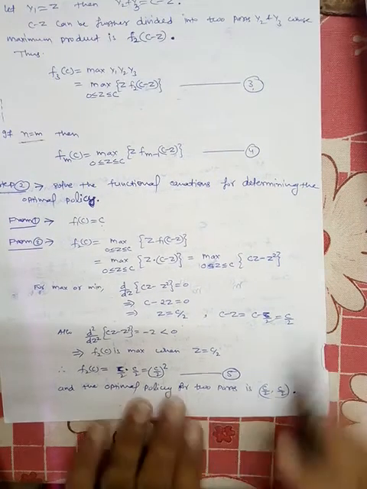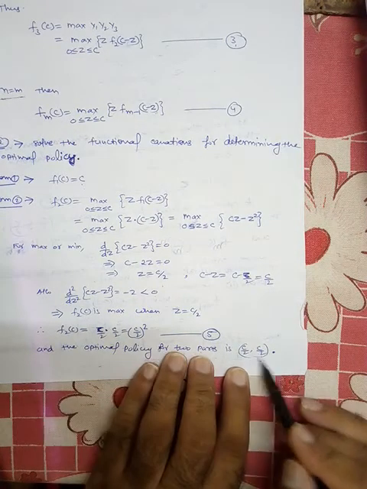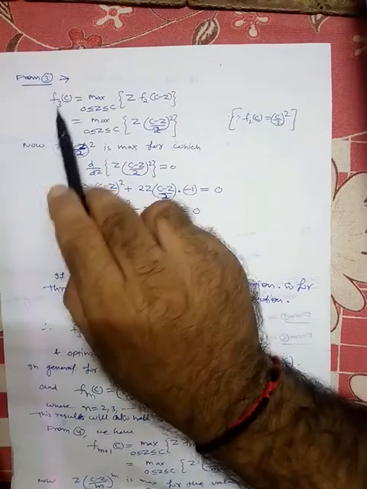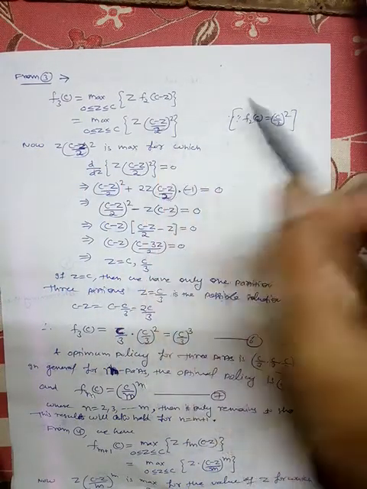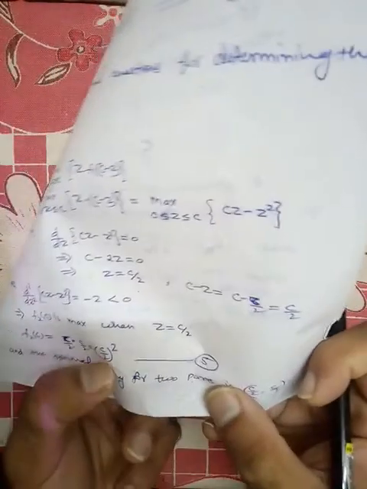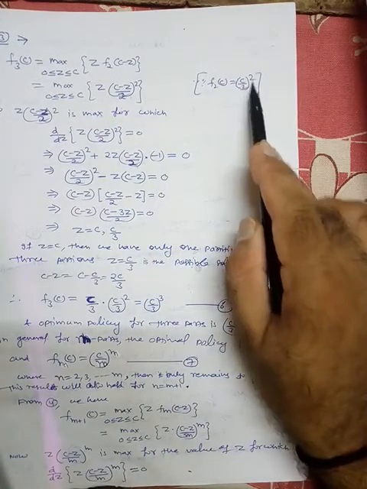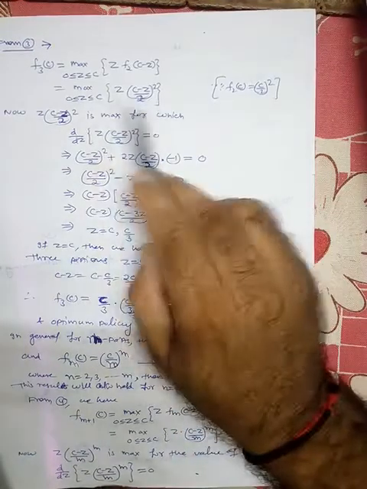And the optimum policy क्या है? C by 2. This is your y1, this is your y2. ठीक, तो यानी कि इक्वली डिस्ट्रीब्यूट कर दो. Third is f3c. f3c will be maximum of z, f2c minus z, but f2c is basically c by 2 whole square. अभी हमने निकाला this c by 2 whole square, and hence we can use this. Now here we have c minus z, so c minus z is c minus z whole square by 2, so replaced by this value, and then again use calculus.